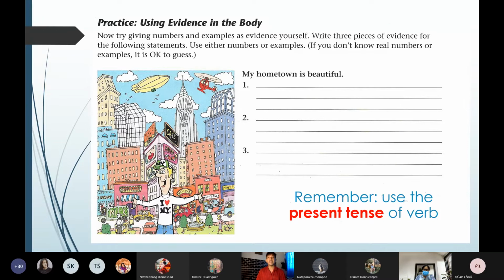So these talk about evidence. Again, let me just repeat, giving examples. If you can give examples, the name of the spots, the name of the places, if you could give numbers, like for clean air, if you could have the AQI or something like that, that proves it is really clean, then you could say that. In this example, my hometown is beautiful. Remember, use the present tense.